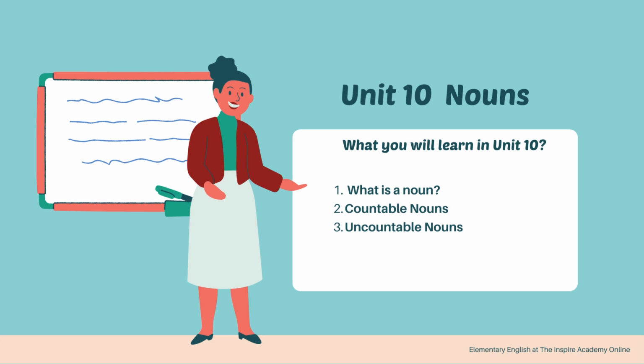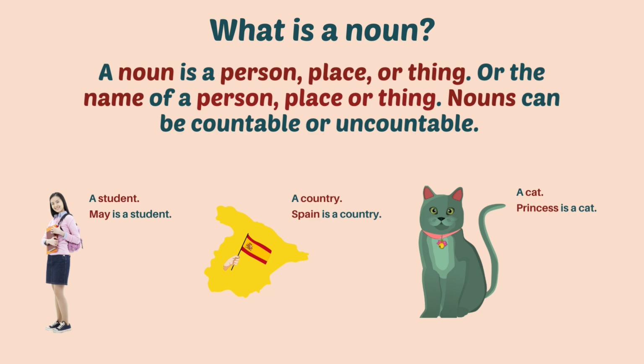Unit 10 is about nouns. What is a noun? Countable nouns and uncountable nouns. A noun is a person, place, or thing. It also can be the name of a person, place, or thing. Nouns can be countable or uncountable. Nouns are found in sentences.